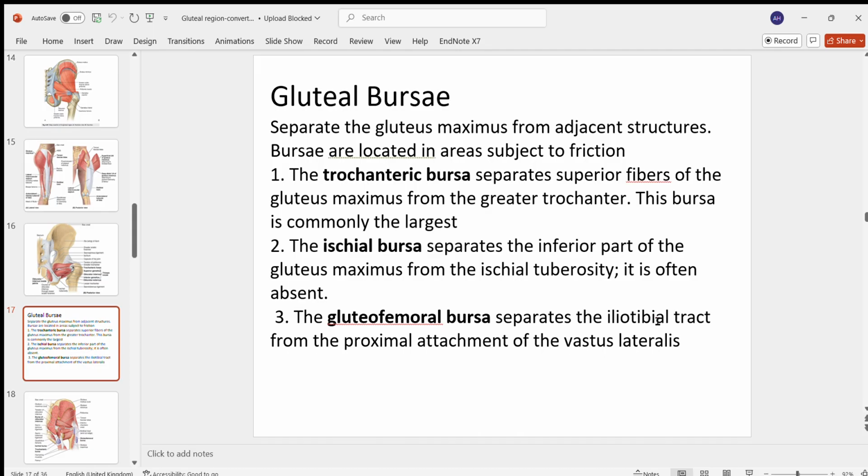We have three gluteal bursa. One is the trochanteric bursa, that is between the gluteus maximus and the greater trochanter of femur. The second is ischial bursa. This is between gluteus maximus and the ischial tuberosity. And the last one is gluteofemoral bursa. This separates the iliotibial tract from the proximal attachment of vastus lateralis.